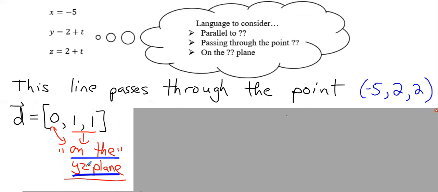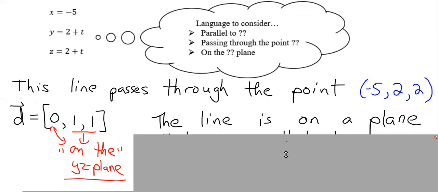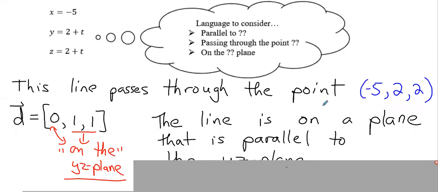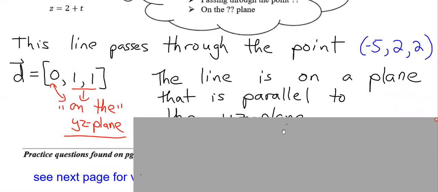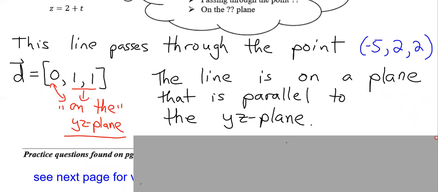Now, in terms of the language here, because the x component is 0 and the y and the z can be any numbers, it doesn't have to be 1, it can be any numbers you want, then that means it has to be on the YZ plane. So I'll give you a little visual. So the line is on the plane that is parallel to the YZ plane. Okay, so that's the proper language.